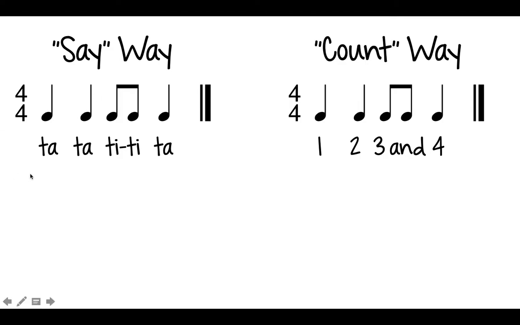So in music class, we have typically done the say way, ta, ta, ti, ti, ta. Now we're also adding the count way. So the count way, the same rhythm would be 1, 2, 3 and 4.